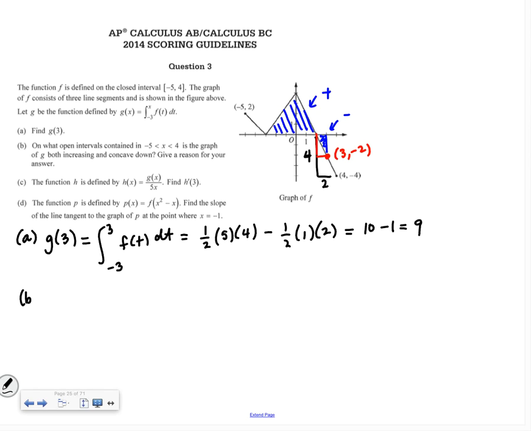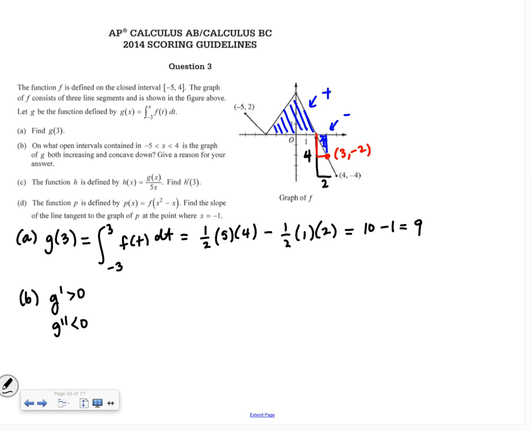All right, part B. So it says on what open intervals contained in -5 to 4 is the graph of g both increasing and concave down? So if we're saying increasing and concave down, we know that g prime has to be greater than 0 for increasing, and g double prime has to be less than 0 for concave down. So we write that down. And it says give a reason for your answer.